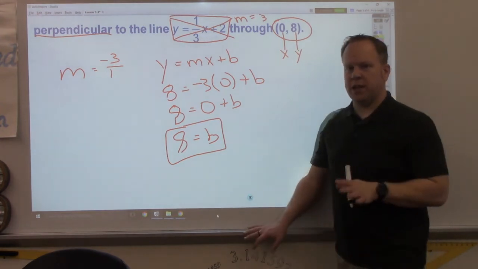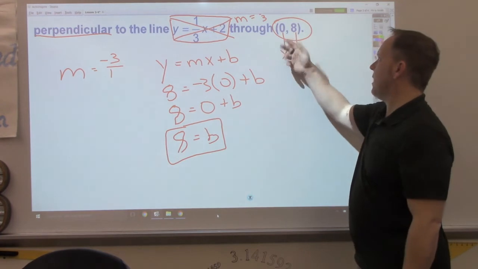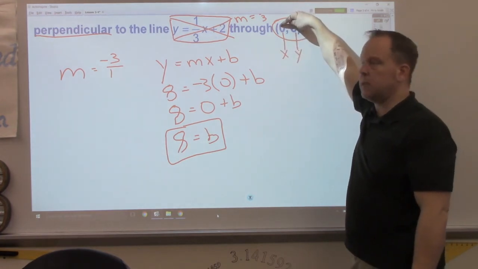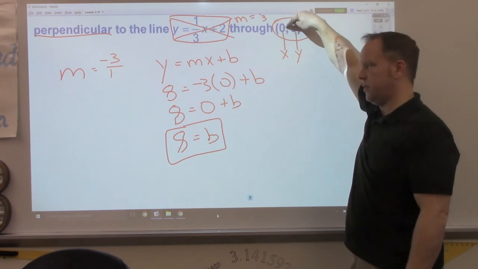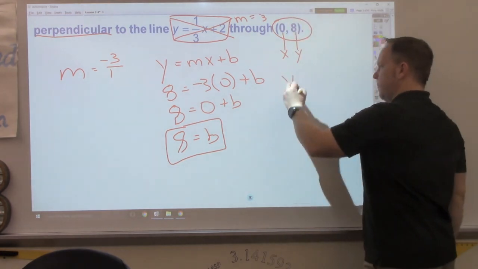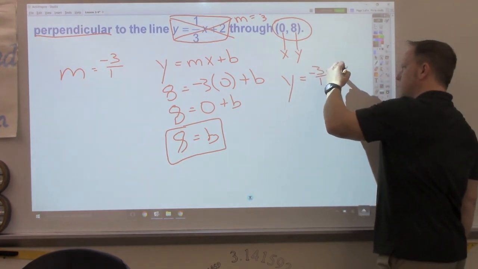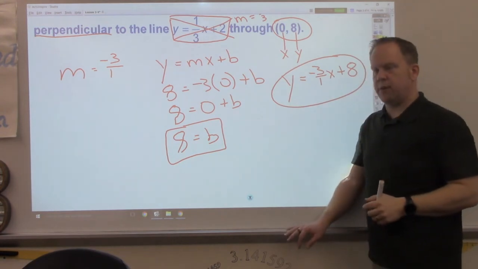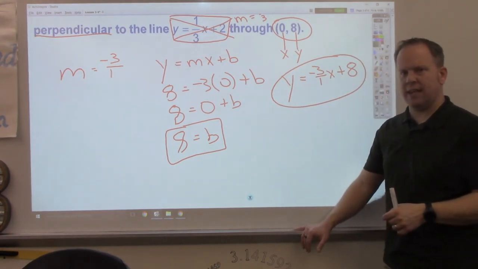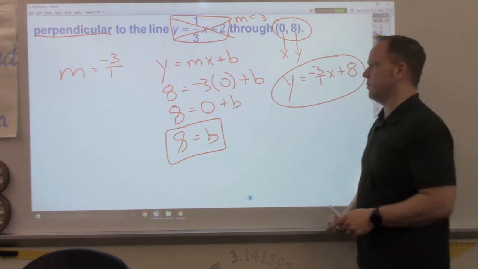Now, if you're paying attention, folks, technically we didn't even have to solve for b. If your point has a 0 for x, that means this is your y-intercept, but that only works if your x is 0. So my final answer: y equals negative 3/1 x plus 8. Again, if you just have negative 3 here, that's fine. I like the ratios.